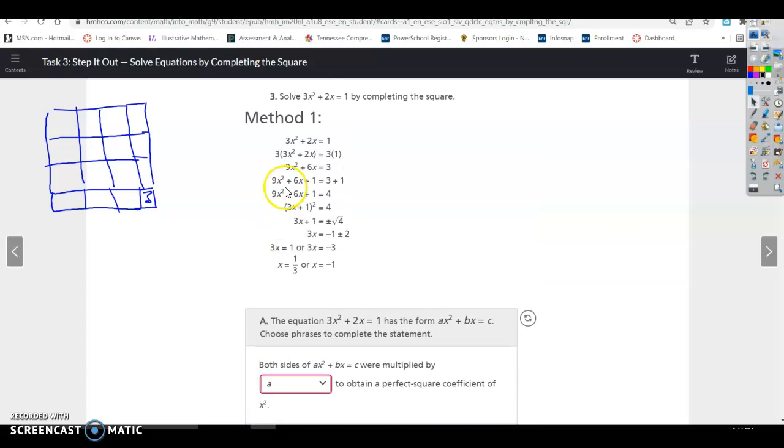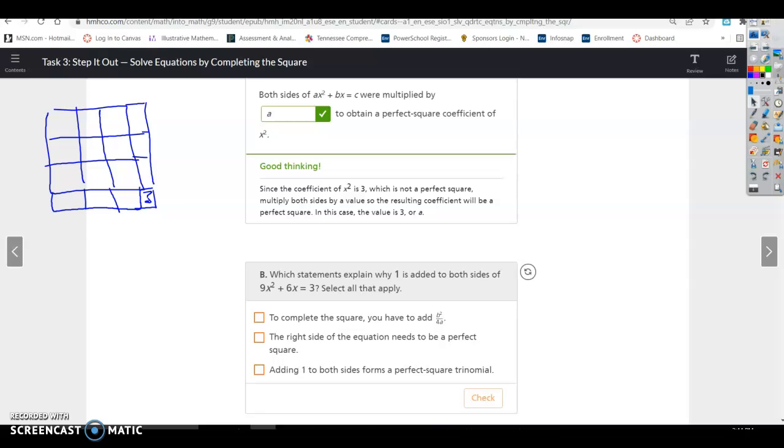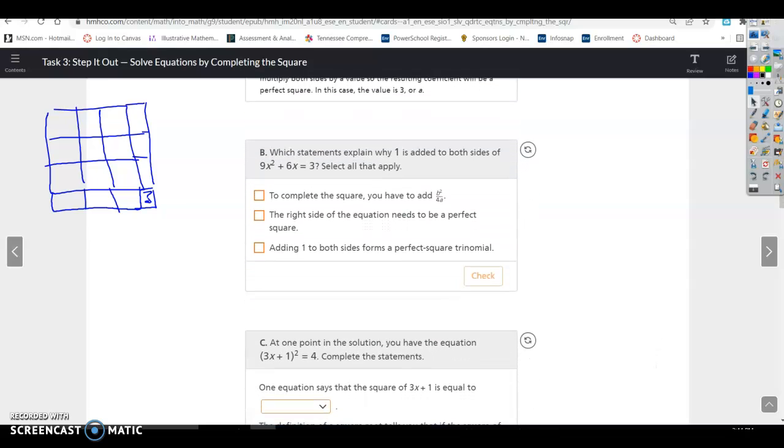Remember, a was 3, and we multiplied by 3 to make it a perfect square. So 3 times 3 is 9. So we multiplied by a to obtain a perfect square. All right, which statement explains why 1 is added to both sides of 9x squared plus 6x equals 3? Select all that apply. So to complete the square, you have to add b squared over 4a.